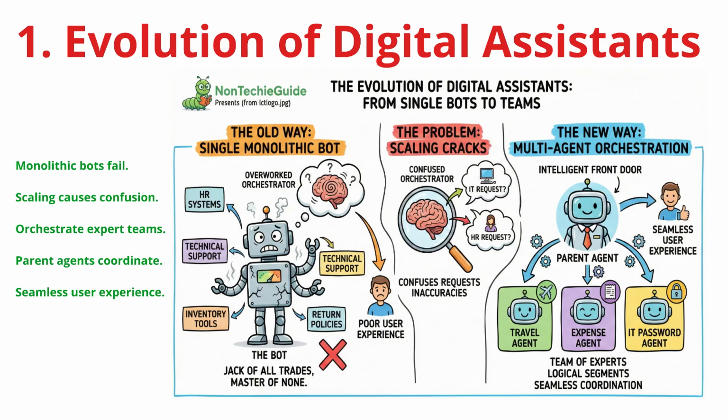The central problem is scaling. As shown in the middle, an overwhelmed orchestrator brain just can't distinguish between disparate requests accurately, leading to errors. The solution is the new way, multi-agent orchestration. Instead of relying on one giant generalist, we use an intelligent parent agent acting as the front door. It seamlessly coordinates a team of smaller, specialized experts, like a dedicated travel agent or IT password agent, ensuring the right task goes to the right expert for a faster, seamless user experience.